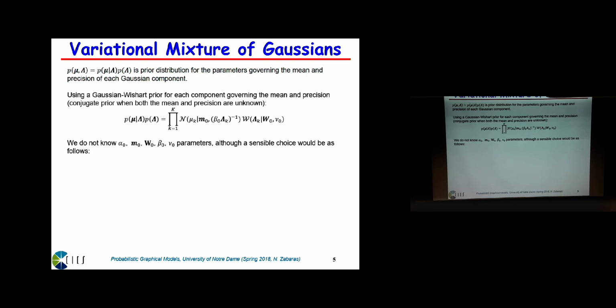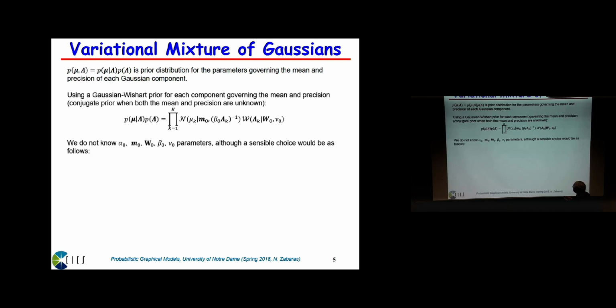I mean, really, the Wishart distribution is a distribution over symmetric positive definite matrices. Very nice distribution, I mean, if you think of a distribution over matrices, yes. And the symmetric positive matrices here are the precisions lambda k. Okay? So again, this is standard. All right? So when you have both mean and precision unknown, you write it like that.